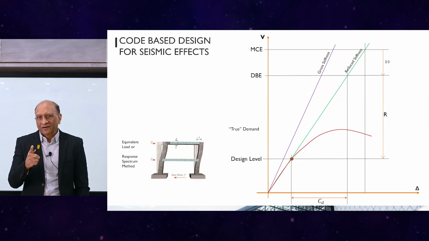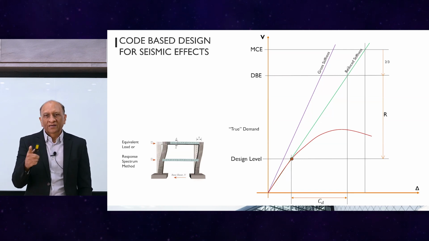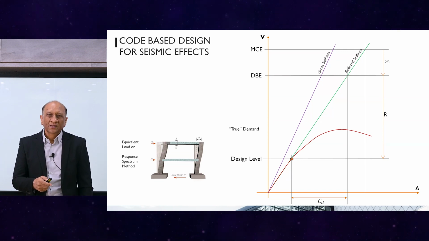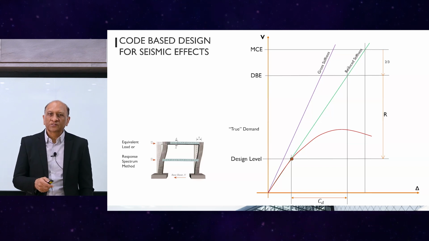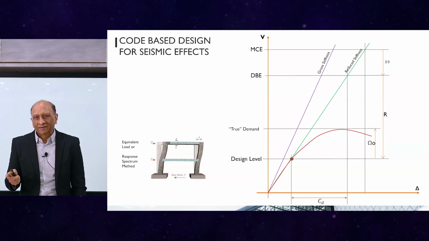So this graph should be enough to do that. And from there, the displacements are checked against the Cd factor. And these factors, Cd and R factors, are given in the code for different structures, and they vary in there. But the real, true response is the red line.